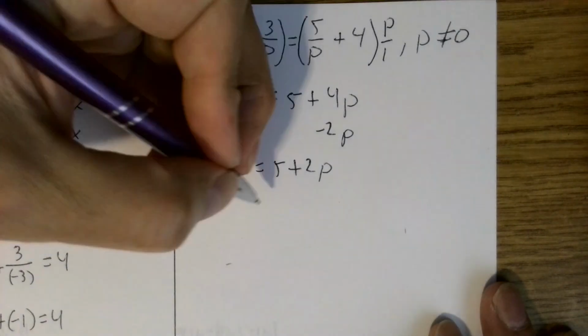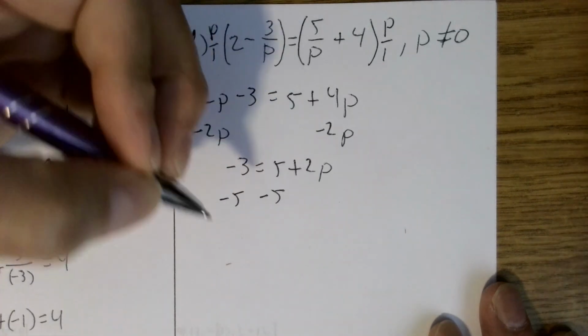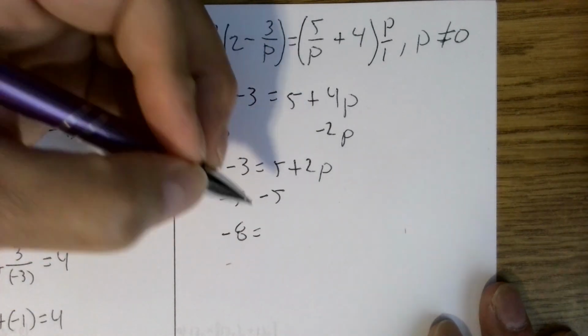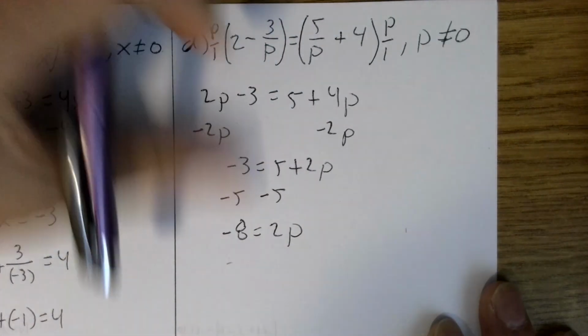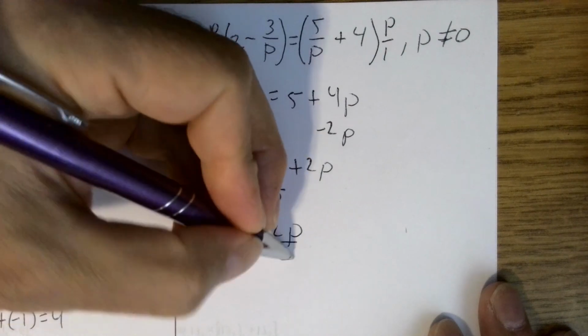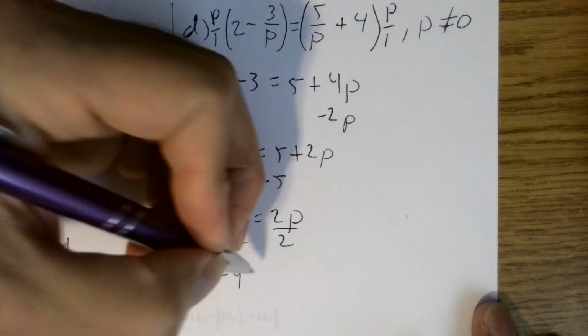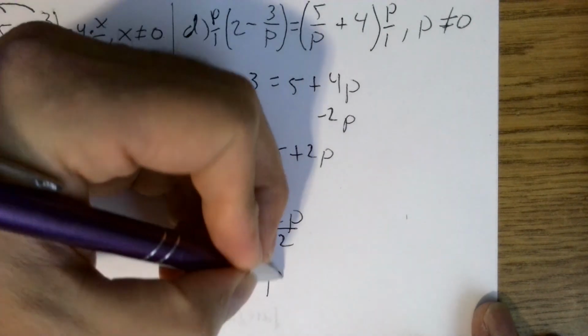Okay, now we're going to subtract 5 from both sides. Negative 3 minus 5 is negative 8. 5 minus 5 is 0. And we've got 2p there. Okay, one more step. Divide both sides by 2. Negative 8 divided by 2 is negative 4. 2 divided by 2 is 1, so we've got 1 times p, or just p.